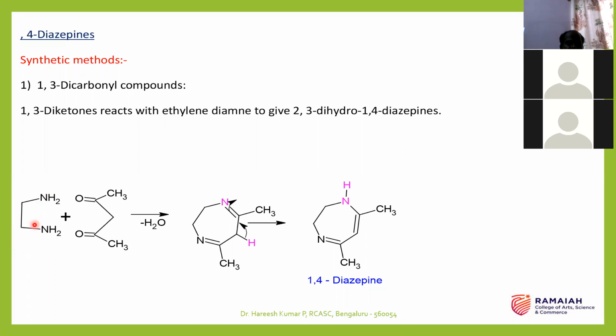Maybe you can say 1,2-diamine, ethylene diamine. This group is called ethylene, and these two are diamine, ethylene diamine, and then a 1,3-dicarbonyl, a ketone, 1, 2, 3. So 1,3-diketones. What it means is that 1,4-diazepines are prepared starting from ethylene diamine and then a 1,3-dicarbonyl compound.